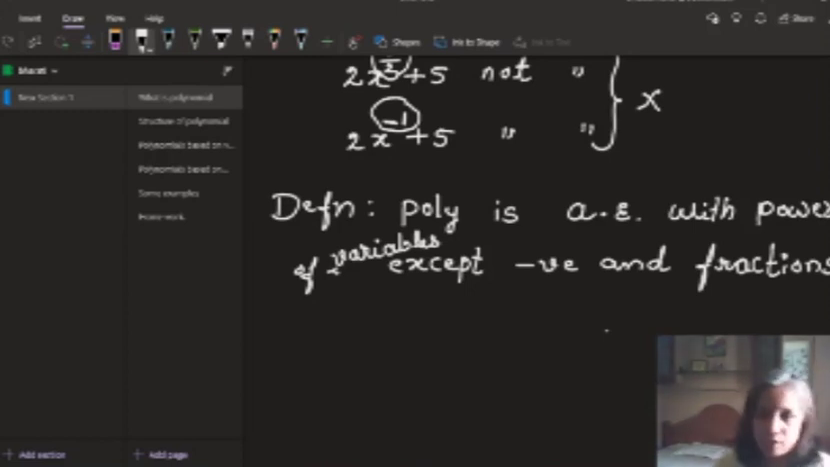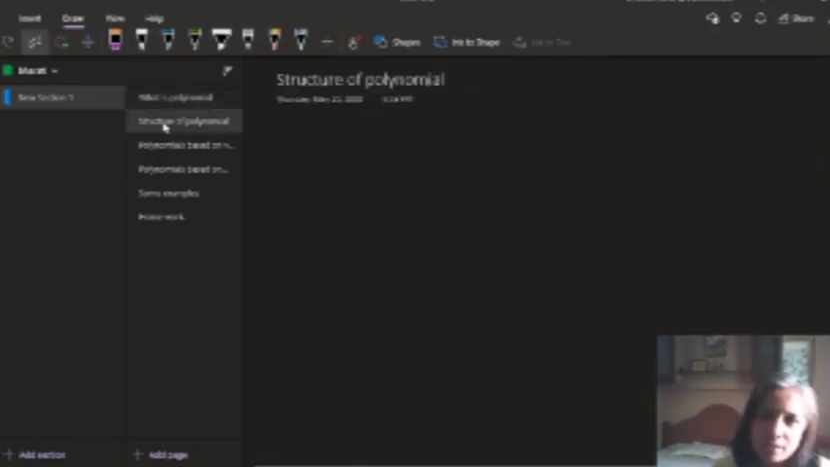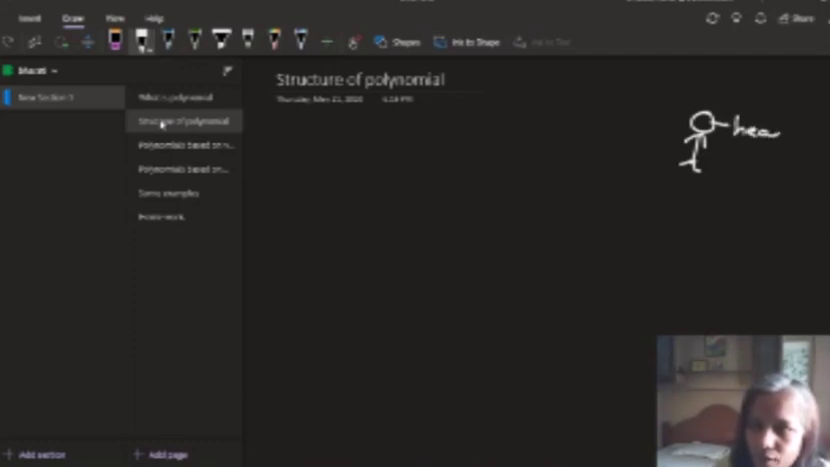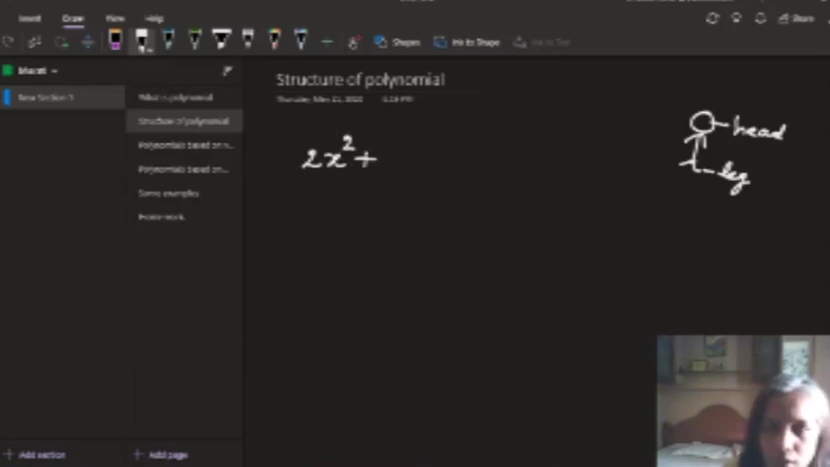Now we will see the structure of a polynomial. What is the structure? Structure means parts. Here we have a human body. We define its structure as head, leg, like that. Here we have to understand the structure of the polynomial. For that, let me write a polynomial. Suppose 2x square plus 7x minus 8 is a polynomial.